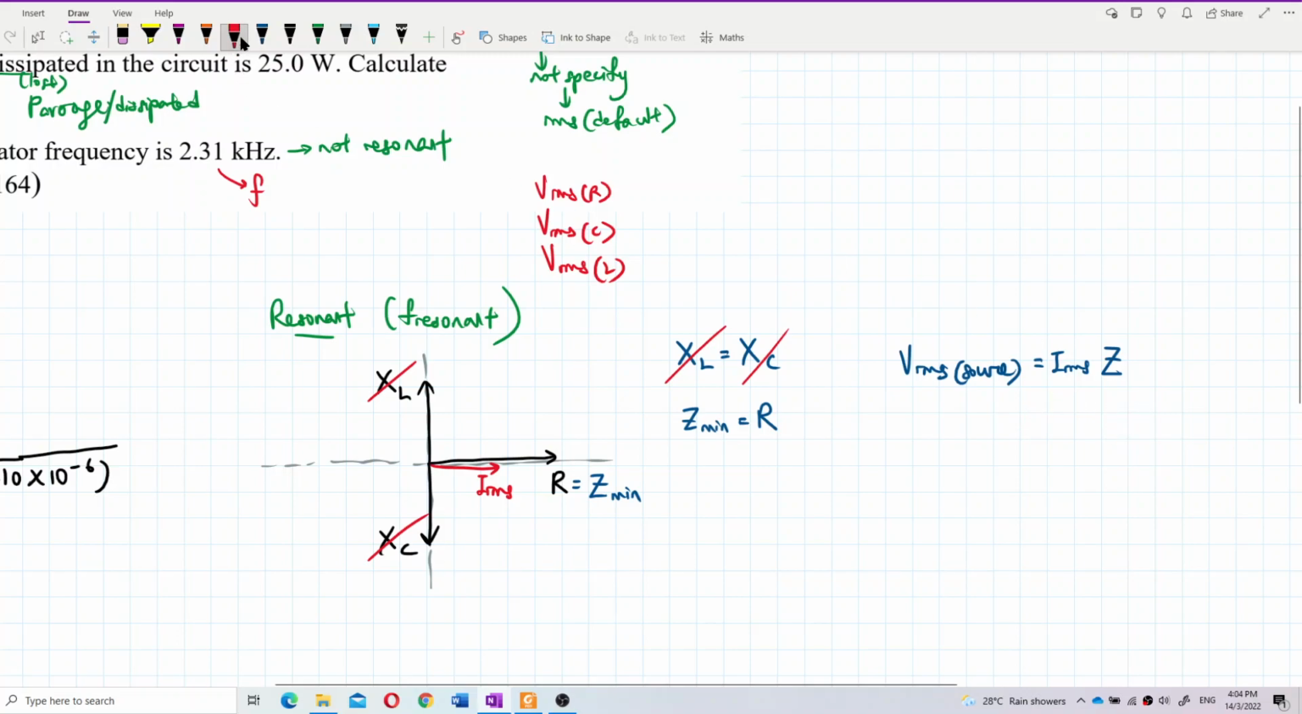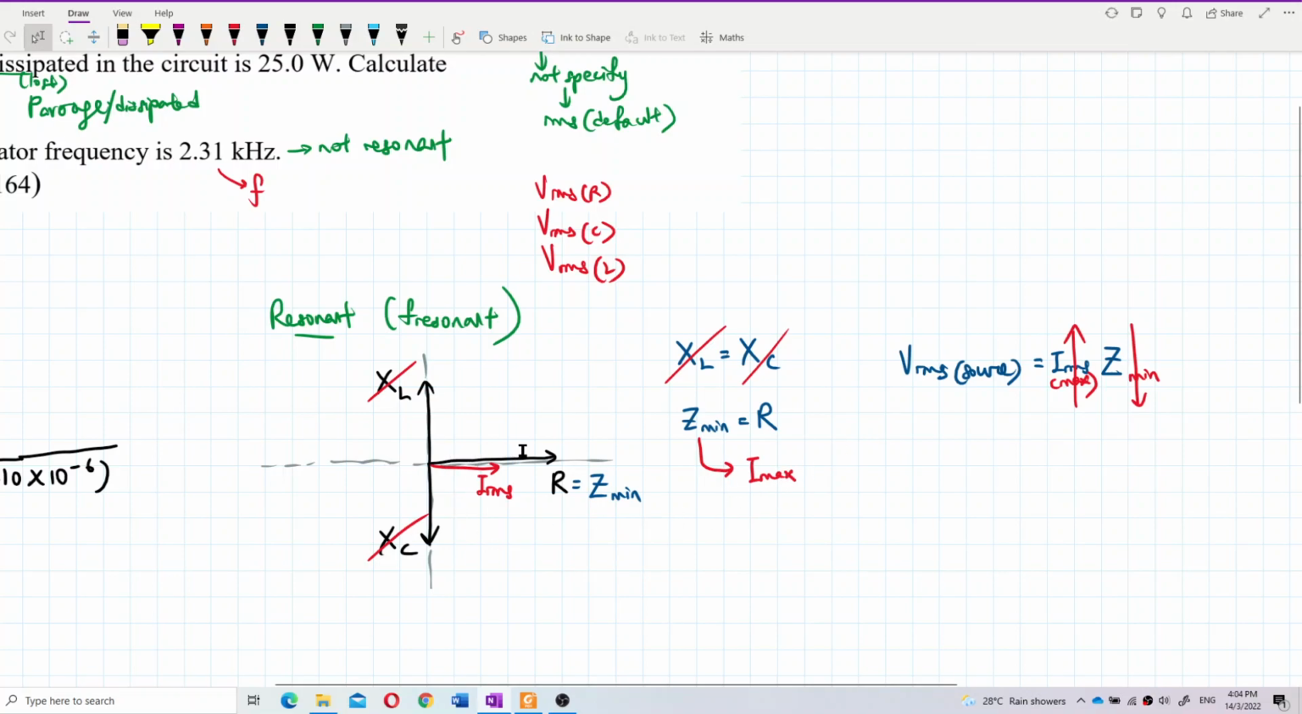So I can say that Z is at the minimum value, so the current will be maximum. Understand? So when Z is minimum, then the current becomes maximum. When the impedance is minimum, the current becomes maximum. Understand or not? Because when Z decreases, I increases, the IRMS increases, current becomes maximum.